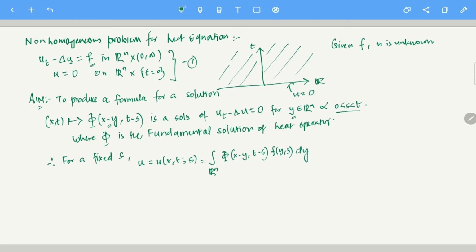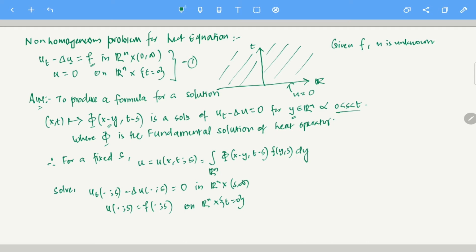Okay, so essentially what am I saying? Now for any fixed s, if you define u like this, u must solve u_t(x,t;s) minus Laplacian of u(x,t;s) equals to 0 in Rn cross (s, infinity), and u evaluated at (x,t;s) is f evaluated at the point s on Rn cross t equals to s. Okay, so let me explain to you what I meant by this.